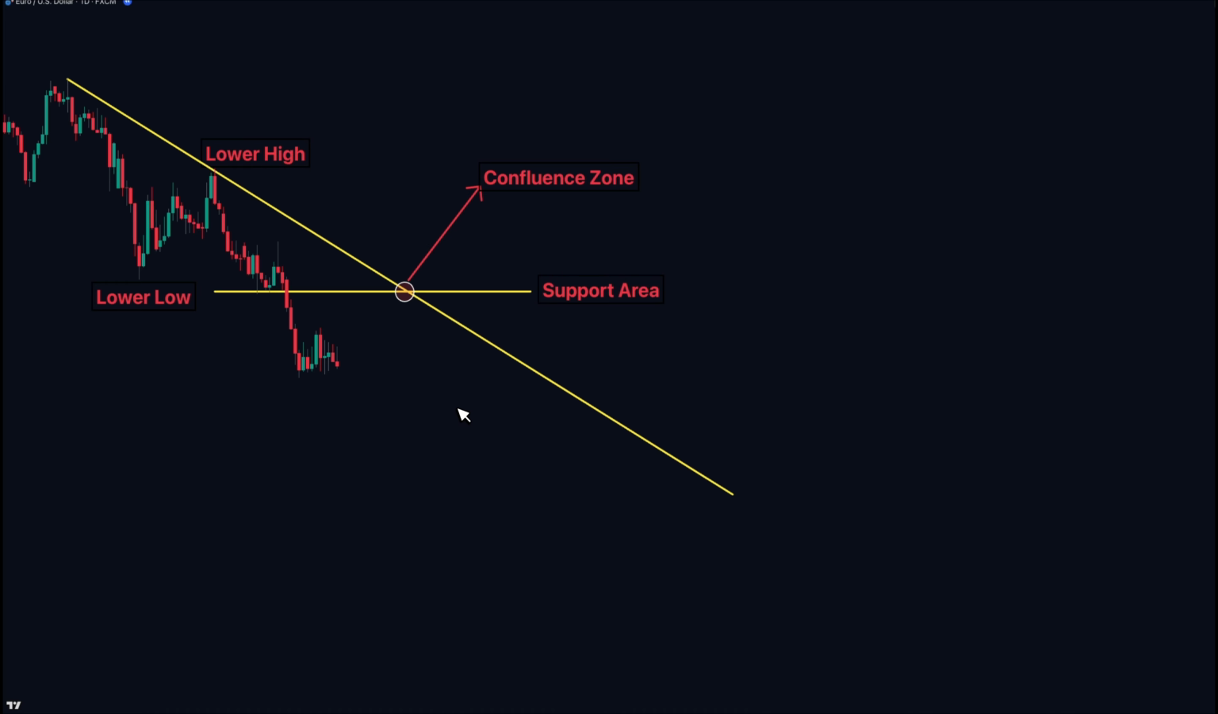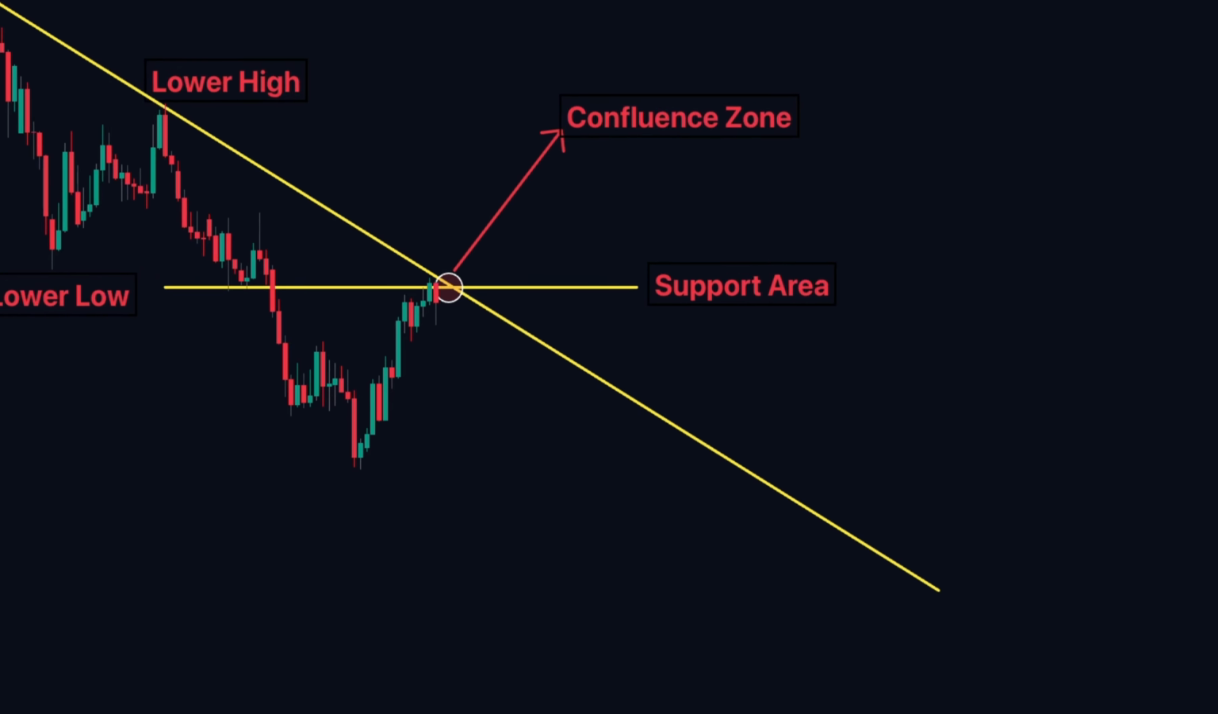You might be wondering, if this is such a strong area, why not sell as soon as price hits it? Here's why. Price can still break through. Just because an area looks strong doesn't mean it will hold. And that's why confirmation is everything. Now, watch this. As price reaches the confluence zone, we start to observe, you can see a bearish reaction, 2 red candles rejecting from that level.